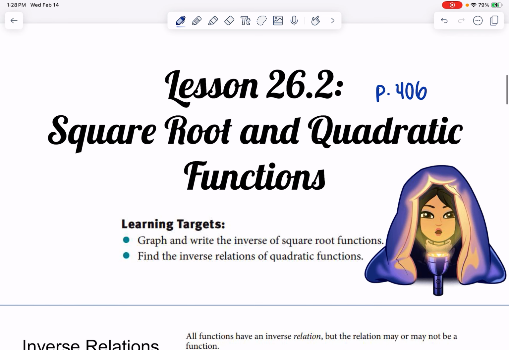Okay? So this is on page 406 in your book. So if you want to flip to it now, feel free to do that. Also, if at any point you want to pause or rewind this video, feel free to do that as well.